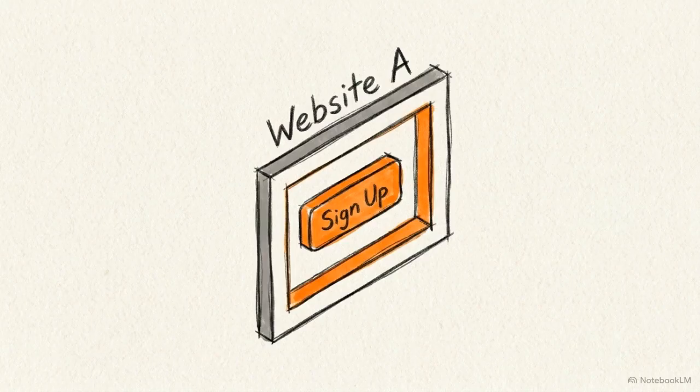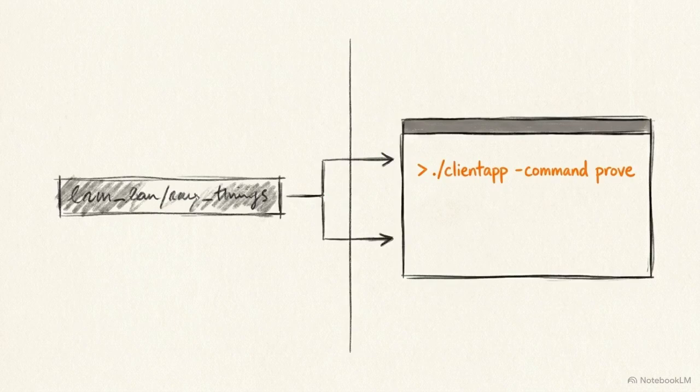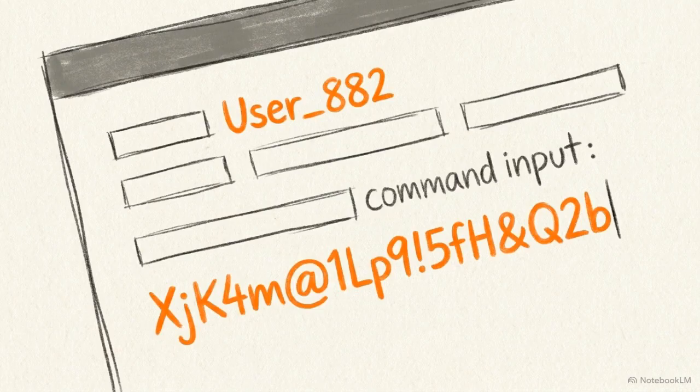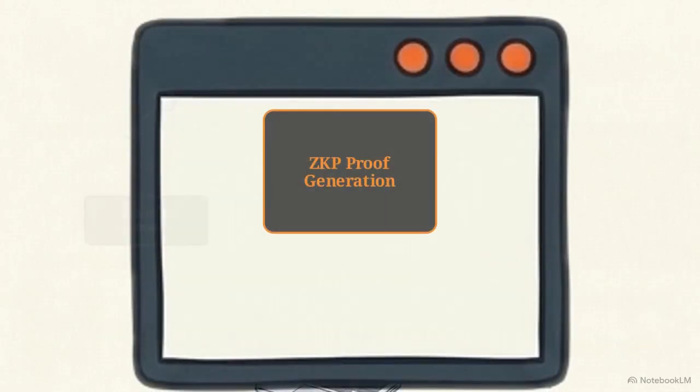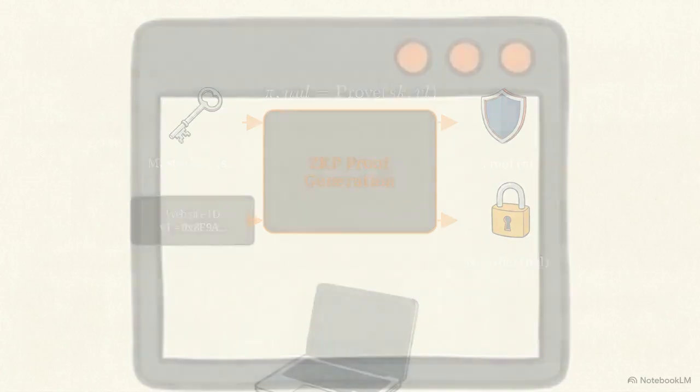To register with a new service, like Website A, navigate to their sign-up page. The site will present you with a challenge, a unique string of text used to verify your request. Copy that string and use the CLI proof command. You'll need to provide the challenge string and the pseudonym you've chosen for this specific site. This triggers a zero-knowledge proof. The CLI uses your master credential to prove you are a valid member of the registry without actually revealing which master identity belongs to you.